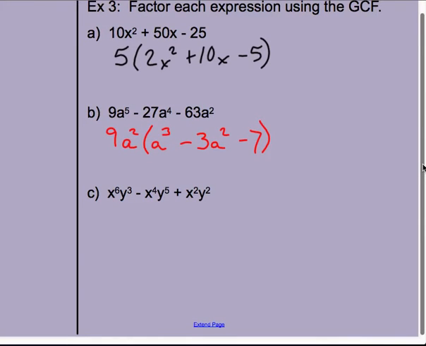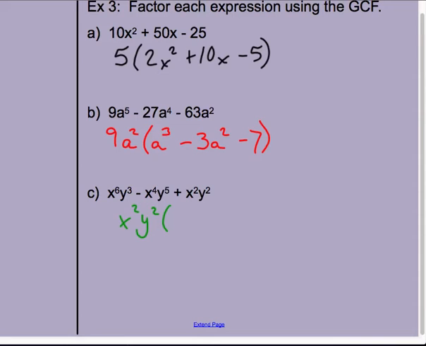All right, this last one, no numbers, so we're just looking at variables. X to the 6th, x to the 4th, x squared. So my GCF of the variables would be x squared. Y cubed, y to the 5th, y squared. This is the smallest exponent.